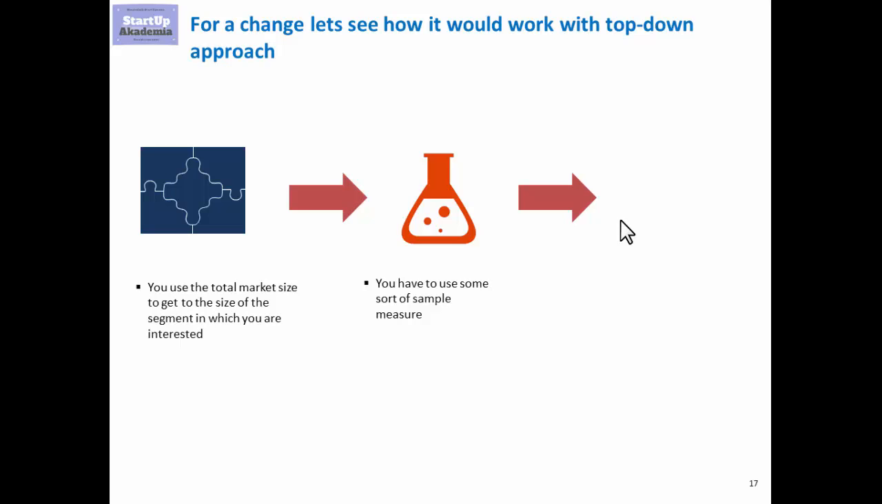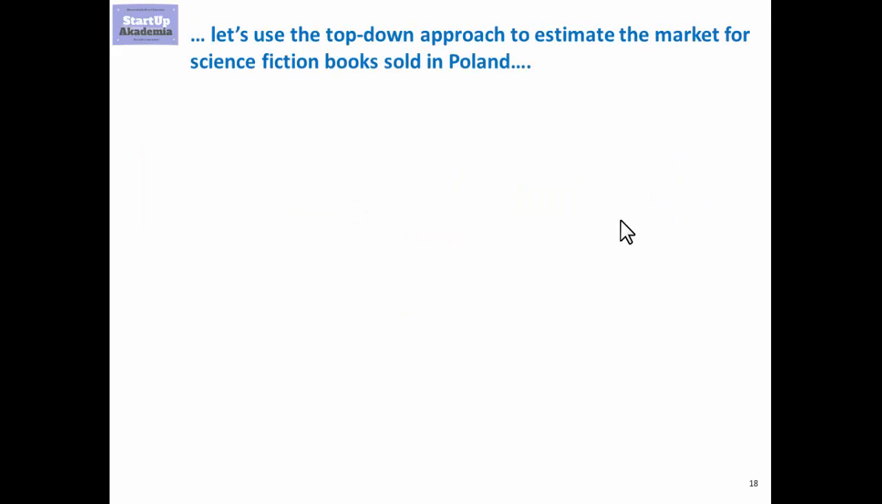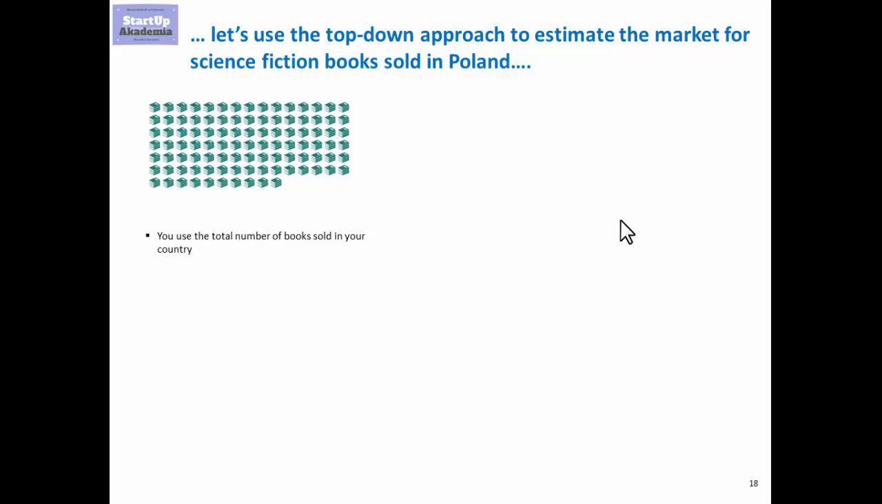And then on the basis of whatever you got from the sample measurement and the whole market, you get the size of the market you are interested in. The example we're going to use will be about science fiction books sold in Poland. So first of all, we know the market. So we know how much is being sold. In the case of Poland, I think it's like 80 million books per year.